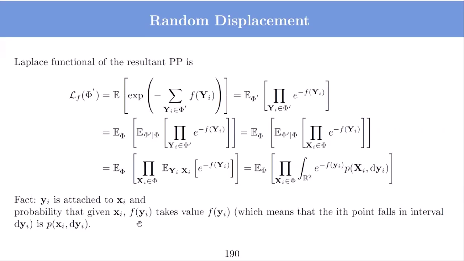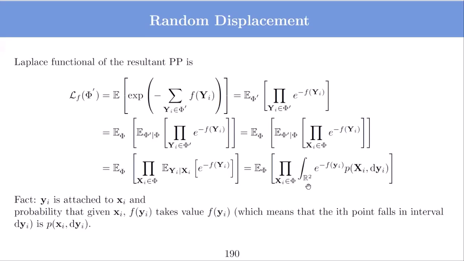Okay, so the probability that, given xi, f(y) takes value f(yi) is this probability. So I multiply the probability by the actual value and add it over all small intervals. So I get the expected value of e to the power minus f(yi). Now what remains is to compute the expectation of this term with respect to all xi's.